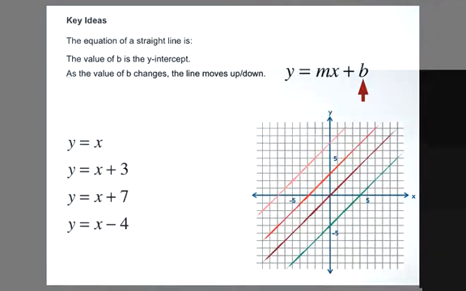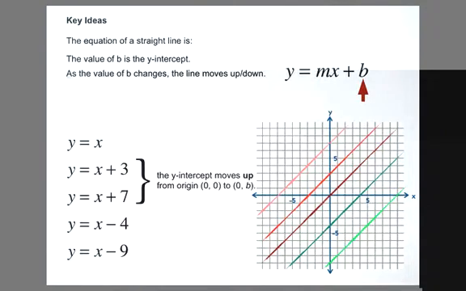Notice how the lines remain parallel. When you change the y-intercept, you're only changing the position in which the line crosses the vertical axis, not the steepness of the line. And we'll check this with the last point. y equals x minus 9 should start 9 units down the vertical axis. And it does. And it remains parallel to all of the other lines.